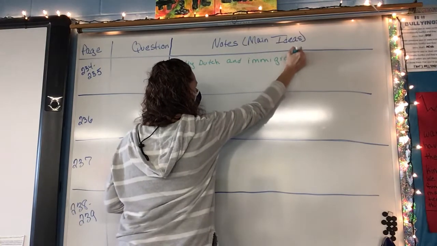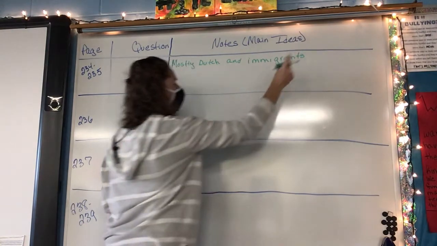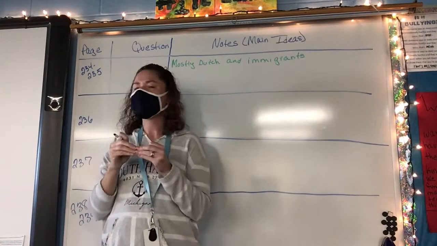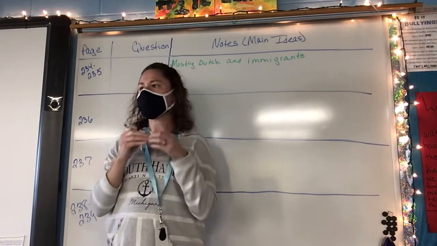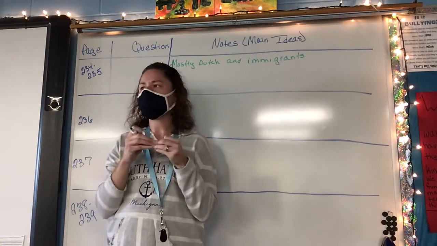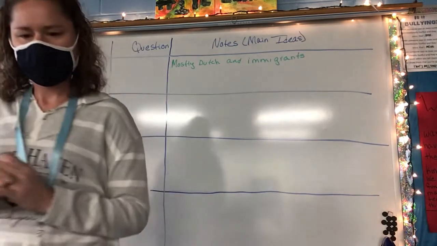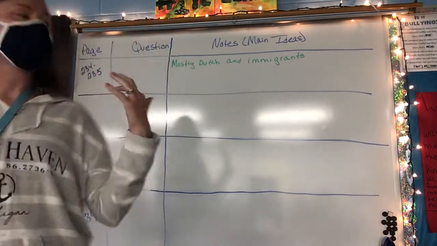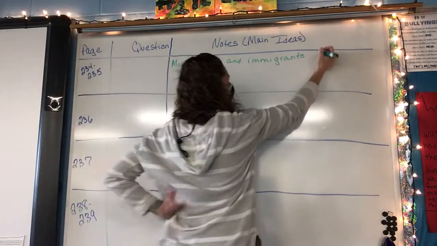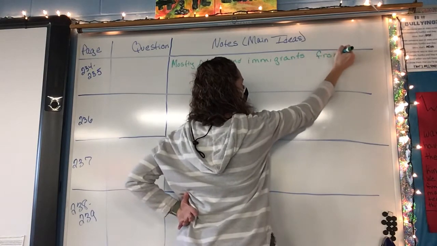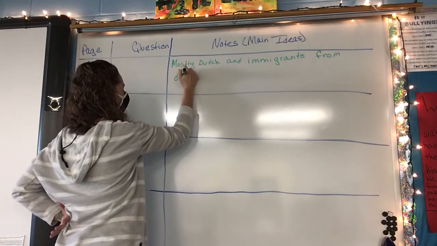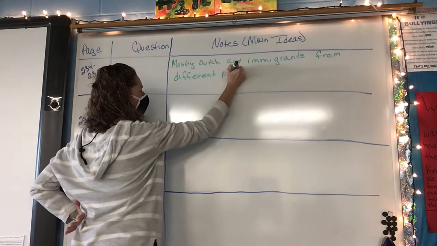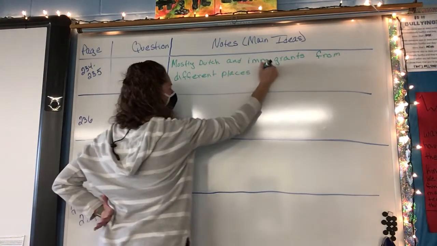The vocab word I'm looking for. What did they call this? Because there were so many different types and groups of people, cultures you're bringing together, what was going on in those middle colonies, Sean? Diversity. They were very diverse, right? All of these people were coming from different places. So mostly Dutch and immigrants from different places made those middle colonies very diverse.